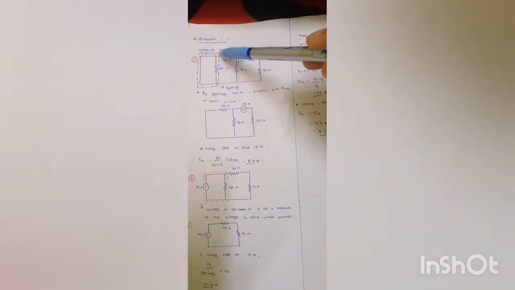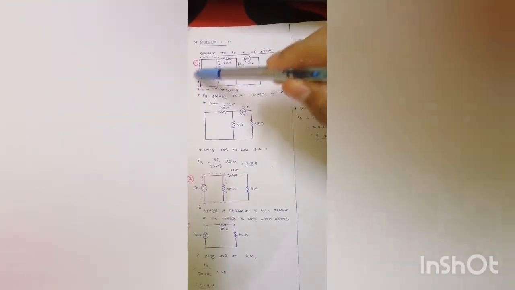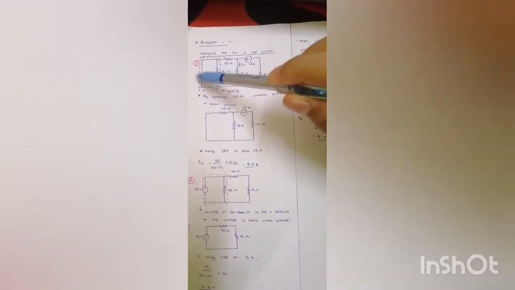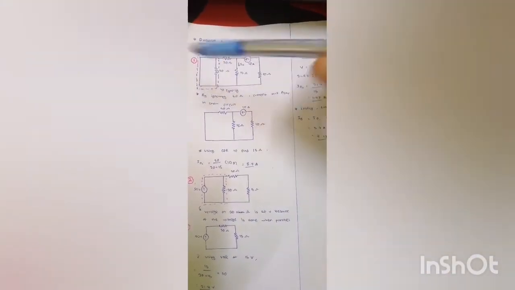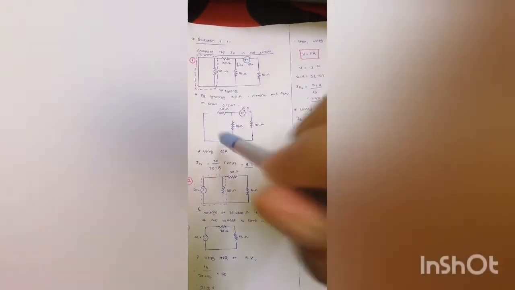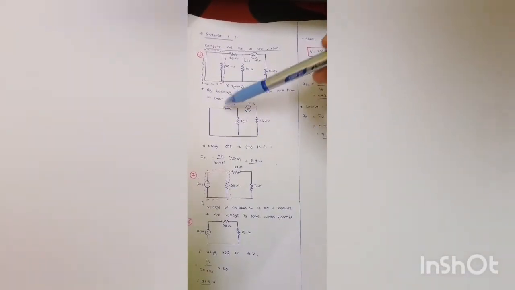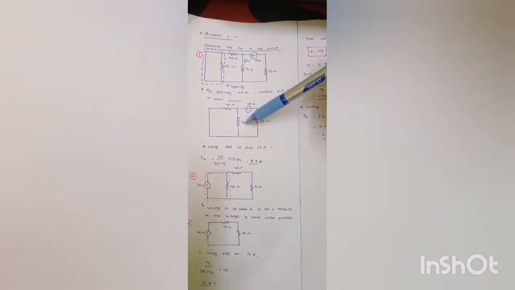I ignore the 20 ohm resistor and the 50 volt source, so the circuit will be in short circuit. So like this, we have a 20 ohm resistor, 15 ohm, 10 ohm, and then the 10 ampere current source.